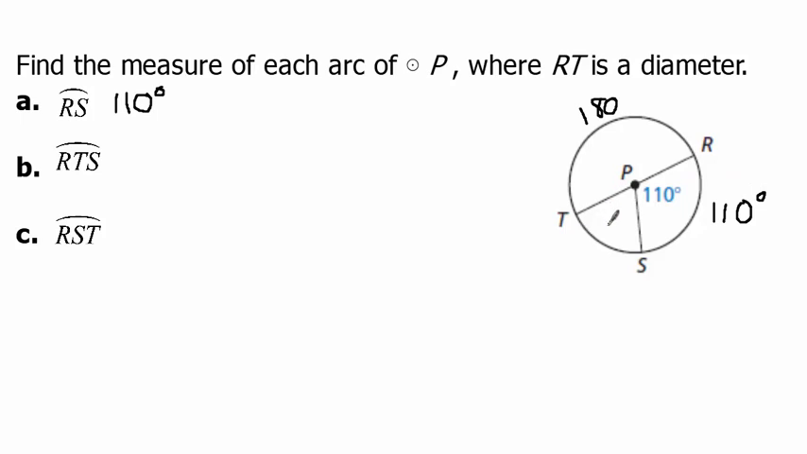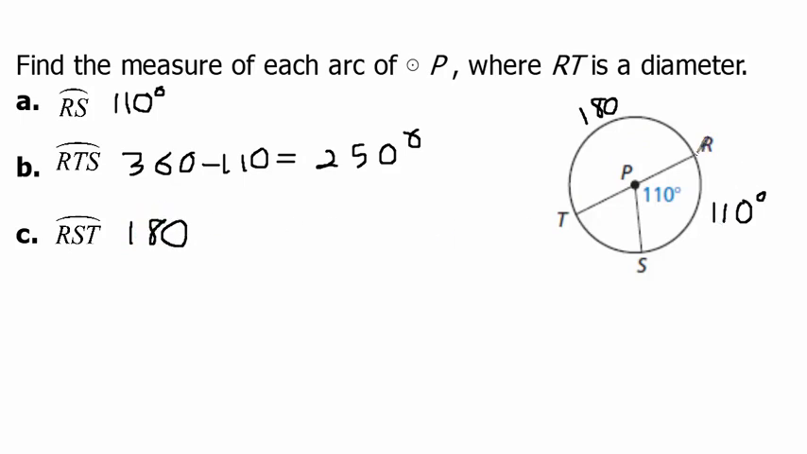Then if we're looking for this one over here, RTS, well, that's 360 minus the 110, because we're not going to go the short way, we're going to go the long way. So that arc is 250 degrees. RST, well, has to be a semicircle. That's 180 degrees. Starts and ends on a diameter.